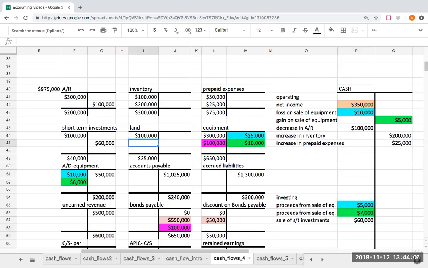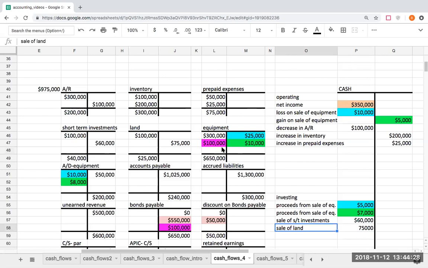Land went from 100,000 to 25,000. I need a decrease of 75,000. And again, I'm going to make an assumption that this is going to be the sale of land here of 75,000. Okay. For equipment, and this is why it's important that we deal with the additional information first.